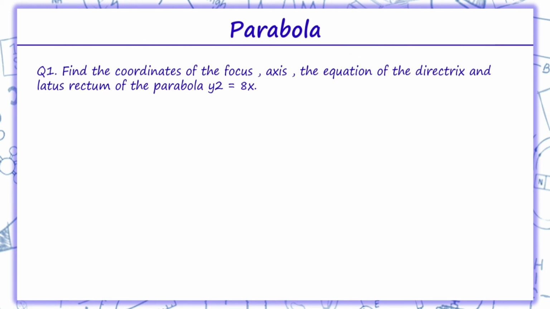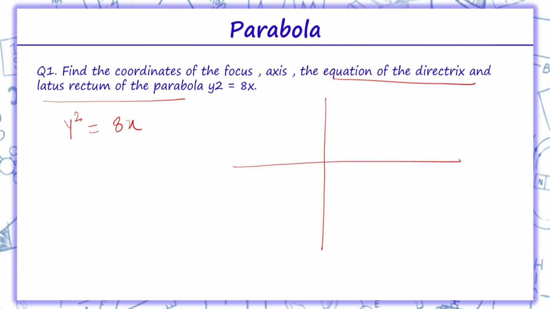Coming on to the question part. The first question is we have to find the coordinate of focus, axis, equation of directrix and latus rectum of the parabola. Now, since it is given y square equal 8x, the given equation involves y square. So, therefore, the axis of symmetry is along the x axis. So, this is a parabola. So, this line will be the equation of directrix.